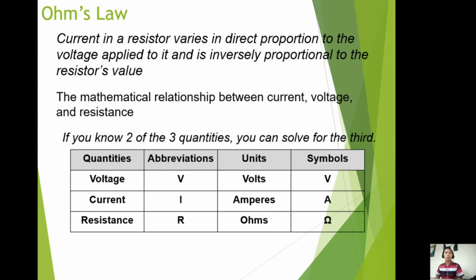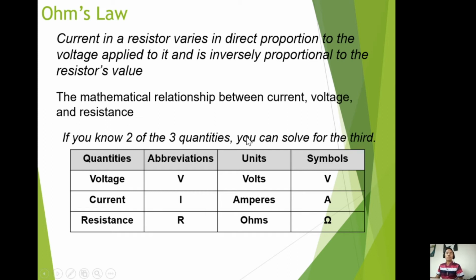If you know two of the three quantities, voltage, current, and resistance, you can solve for the third, the unknown. The quantities are voltage, current, resistance, abbreviated V, I, R. The units are volts, amperes, and ohms. The symbols are V, A, and Ω.